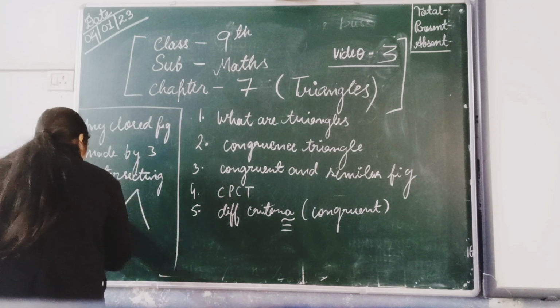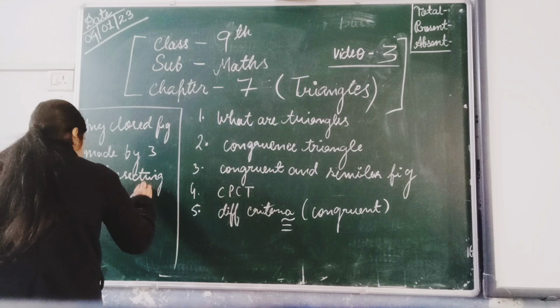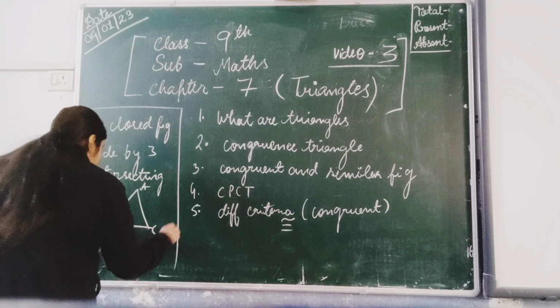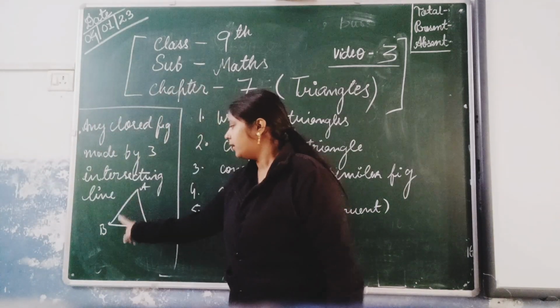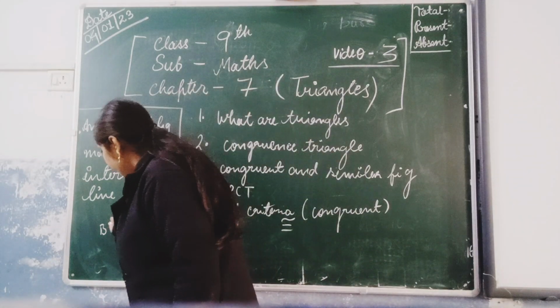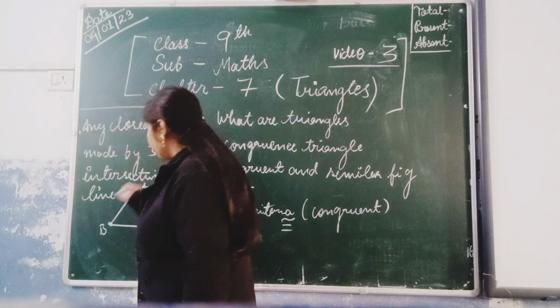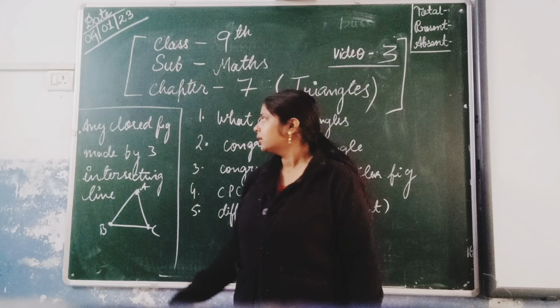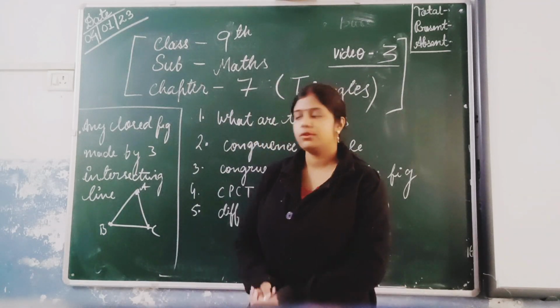The figure looks like this. Multiples are A, B and C. Intersecting means that two lines have one common point. This means it is the intersecting line. So three intersecting lines make a closed figure that is known as a triangle.